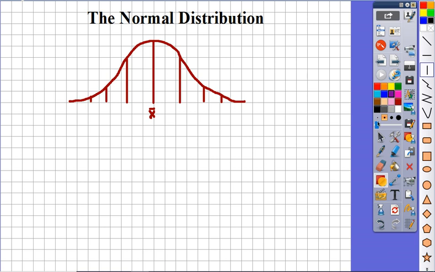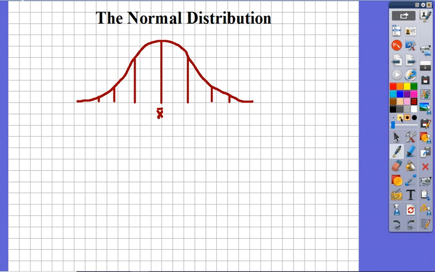We've got x bar there, and here we're going to say we've got the mean plus one standard deviation, the mean plus two standard deviations, and the mean plus three standard deviations. Over here, the mean minus a standard deviation, mean minus two of them, and the mean minus three standard deviations.